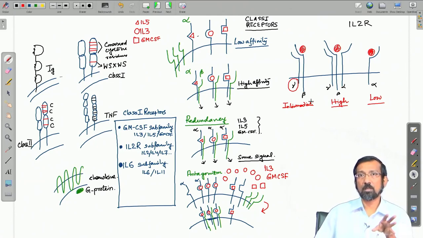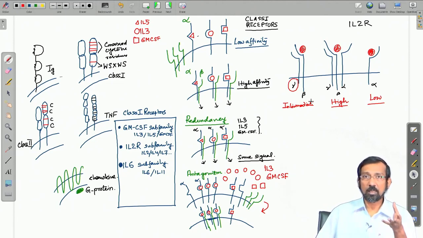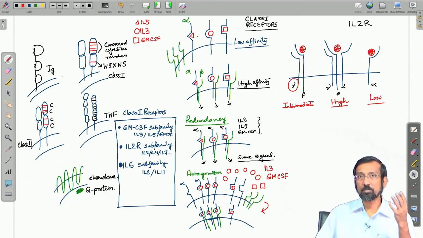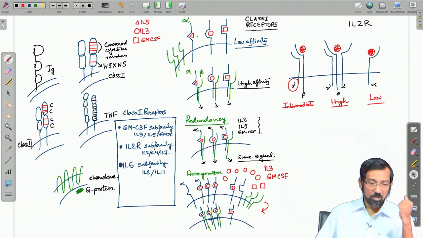So, T cells are not always binding to IL-2. They are not always secreting IL-2 or binding to IL-2 receptors; the high affinity receptors are not always present.